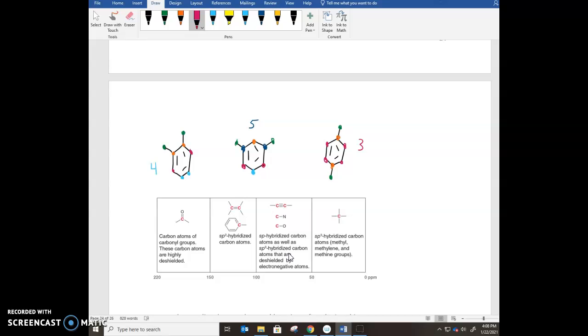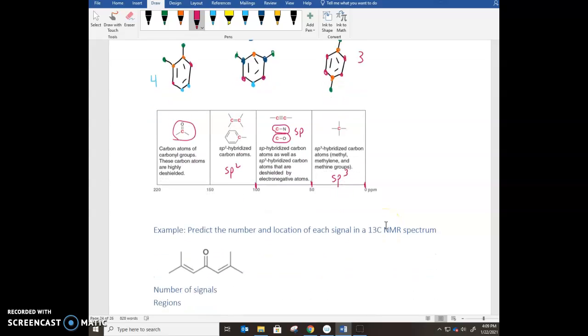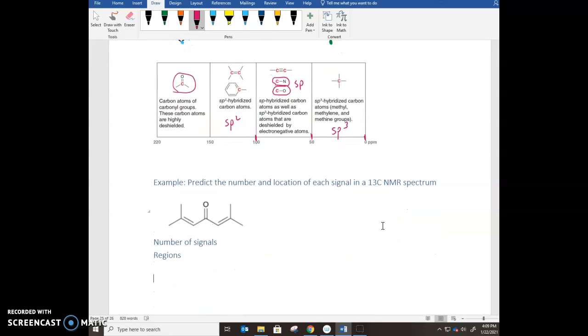As far as shift, between 0 and 50, we'll get our sp3s. Between 50 and 100, we get sps and carbons that are attached to nitrogen or oxygen, so they're deshielded. Between 100 and 150, we will get sp2s, and we get carbonyls above 150. So let's look at some compounds and see what we can figure out.